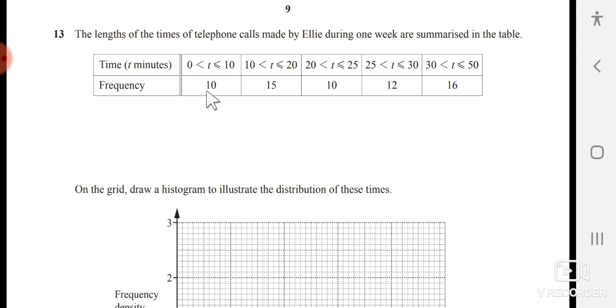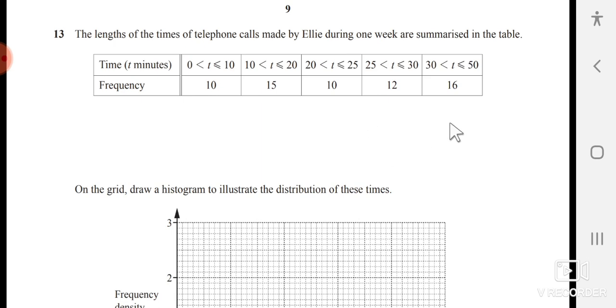So 10 over 10 would be 1, and then the frequency of the next class is 15 over 10, and this way 10 over 5, and then 12 over 5, and then 16 over 20. That would be the frequency density of each interval, right?